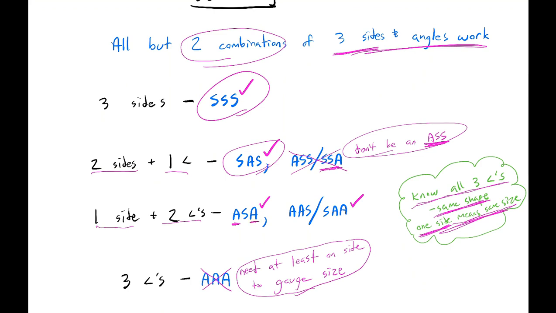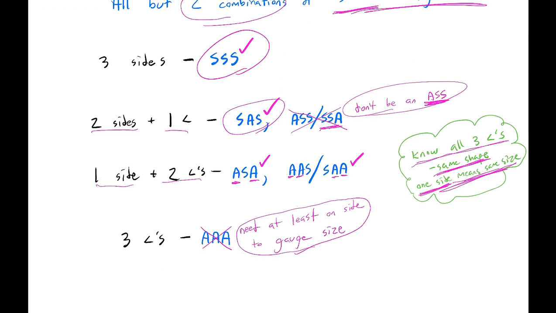Whether it's 2 angles and the side between, or 2 angles and the side not between, it works. Because 2 angles means the whole shape's the same. That's actually something we're going to talk about a lot in future chapters. And then we need 1 side. Whether it's included, so ASA, or not included, AAS, doesn't matter. And again, SAA is the same thing.